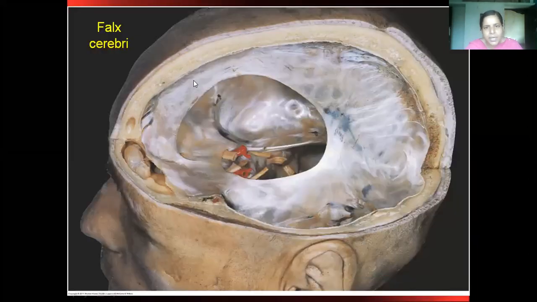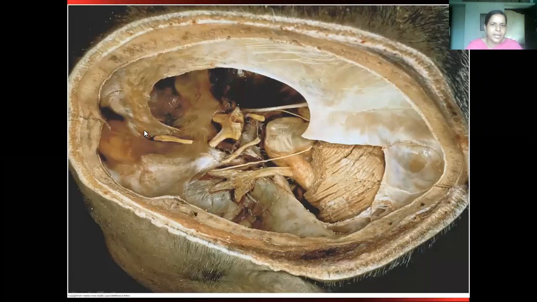Okay, so here you are finding a sickle shaped fold of dura mater, which is called falx cerebri. This sickle shaped fold of dura mater is actually present between the two cerebral hemispheres. So there is one more tent shaped fold of dura mater, which is tentorium cerebelli. Okay, so here you can see the sickle shaped fold of dura mater, and the tent shaped fold of dura mater is cut to show the cerebellum.